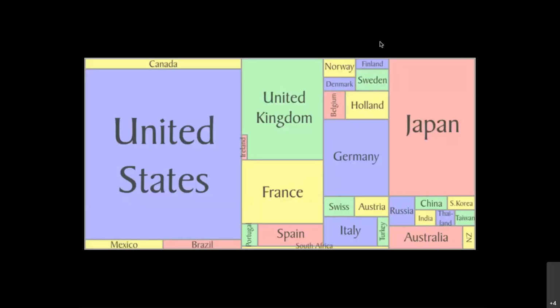Okay, and where are they selling? Well, the United States by far is selling more music than any other country in the world. But look at some of these other countries. Japan, very large amount of music is sold in Japan. United Kingdom, Germany, France. And if you were interested in getting a gold record in the United States, you would have to sell 500,000 units.